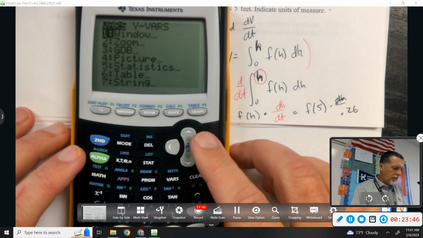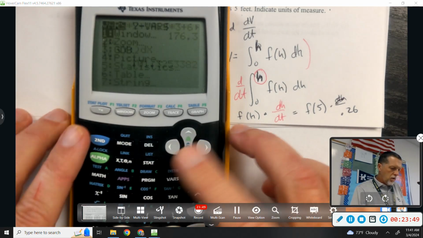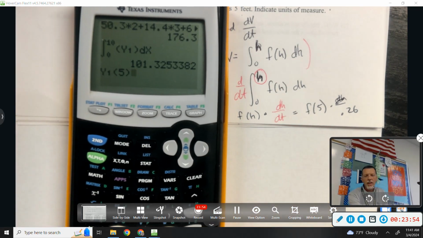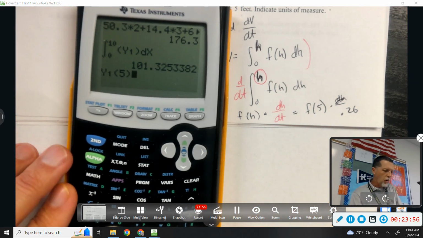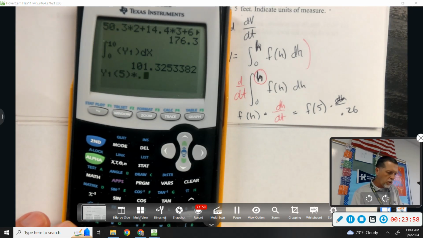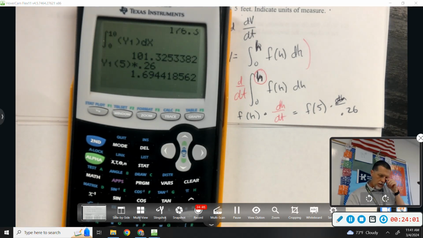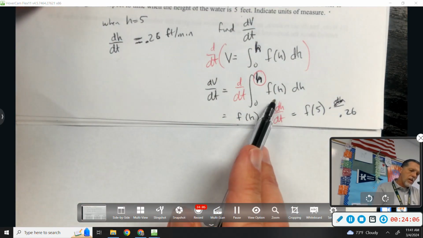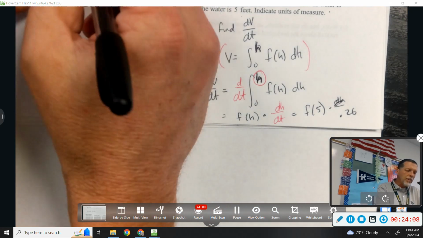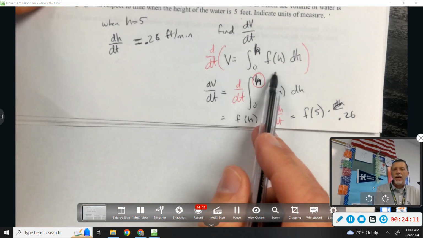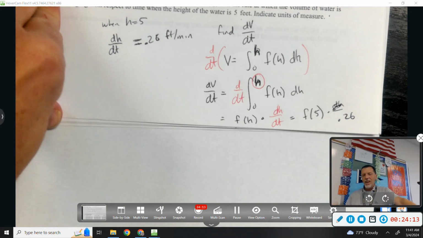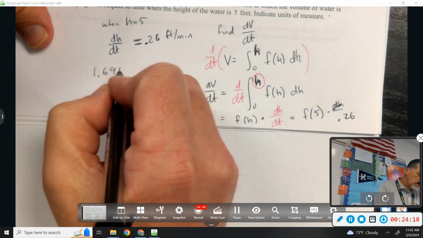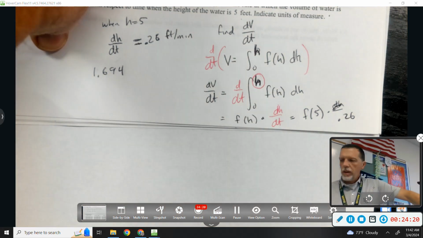Okay, f of 5 is y1 at 5. Again, your calculator knows that kind of notation. So y1 at 5 times 0.26. Correct, and they told me what f of h is, so I don't have to say what that is. They gave me that, so I don't have to keep writing that. I can just say f of h. So 1.694.